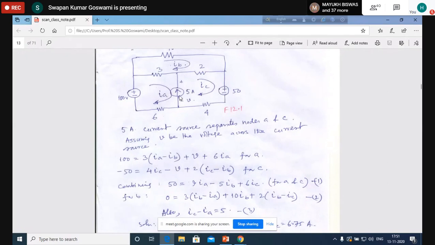But the advantage now is that the situation is such that IC minus IA equals 5 ampere. 5 ampere is the current source value from this node to this node, and IC is the current in this loop, IA is the current in this loop. This IC and IA are in the opposite direction. The direction of IC is the same as the 5 ampere, so IC minus IA is equal to 5. Then from here we get a relation between IC and IB. We may use this relation as an equation.